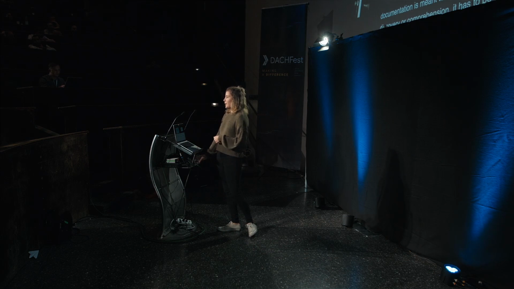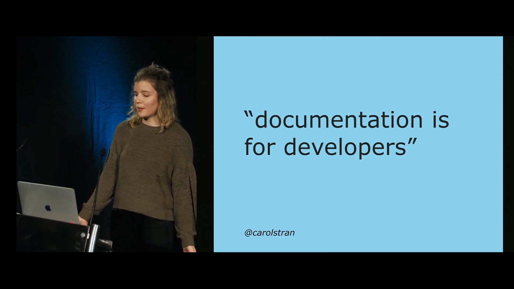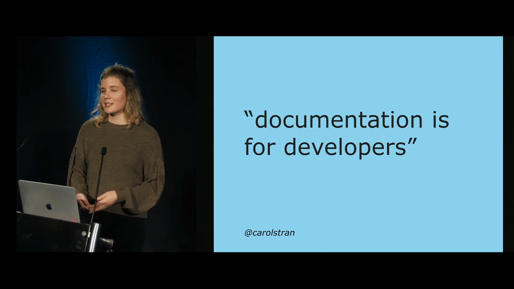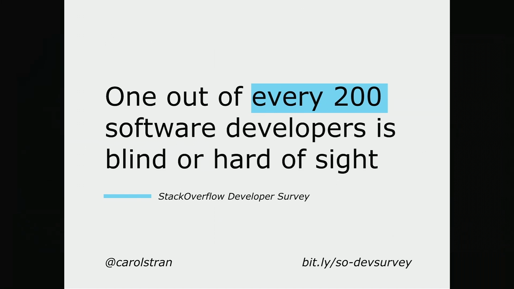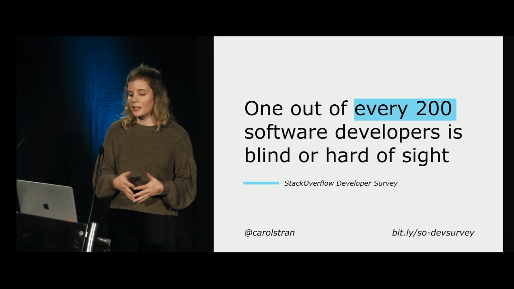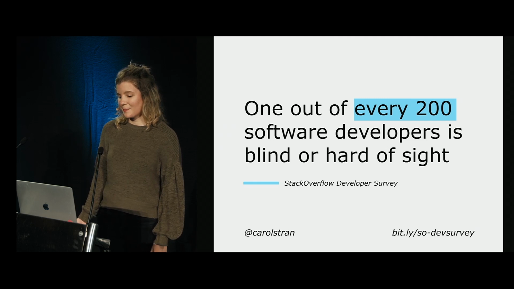One excuse I hear frequently when talking about this is that, well, documentation is for developers. Okay, this statement is problematic for many reasons, but let's start with this statistic. 1 out of every 200 software developers is blind or hard of sight. And this is probably the only time you'll see me reference the Stack Overflow survey, for many reasons. But if we think about how narrow the participant set was for this survey, we can imagine that there are probably so many people who were not accounted for in this. People who are probably trying to read our documentation.